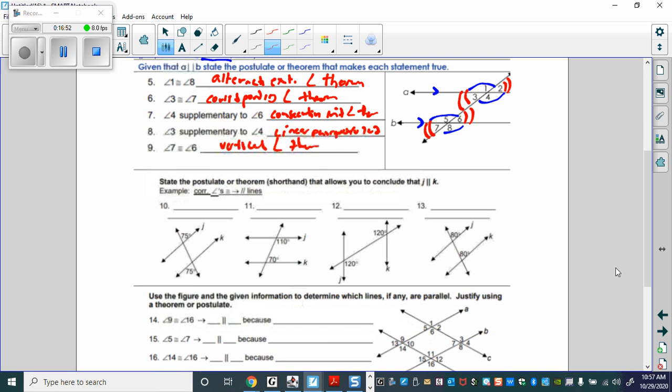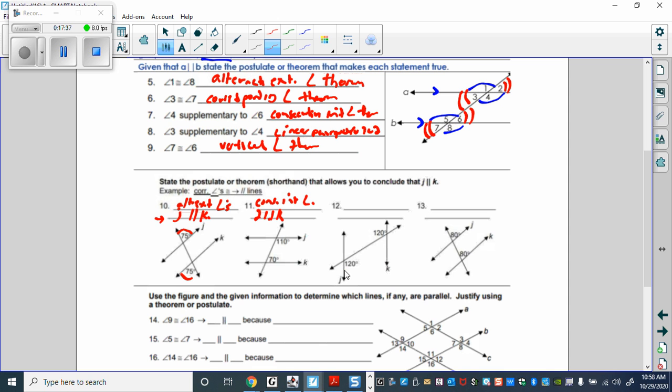10, state the postulate or theorem that allows you to conclude that J is parallel to K. So these are alternate exterior, therefore J parallel to K. Here, they add up to 180, so these are consecutive interior angles. So J is parallel to K.